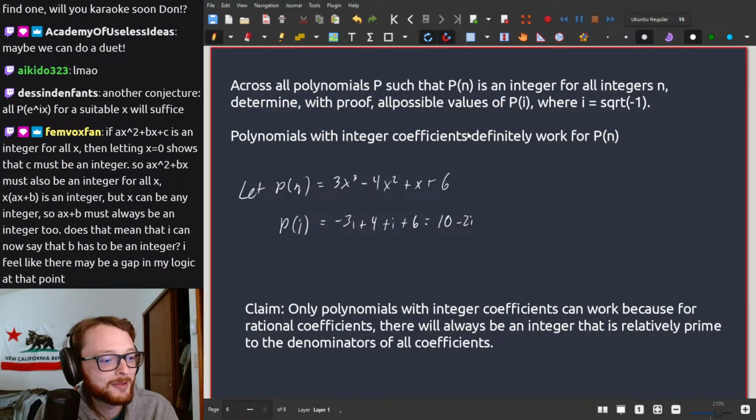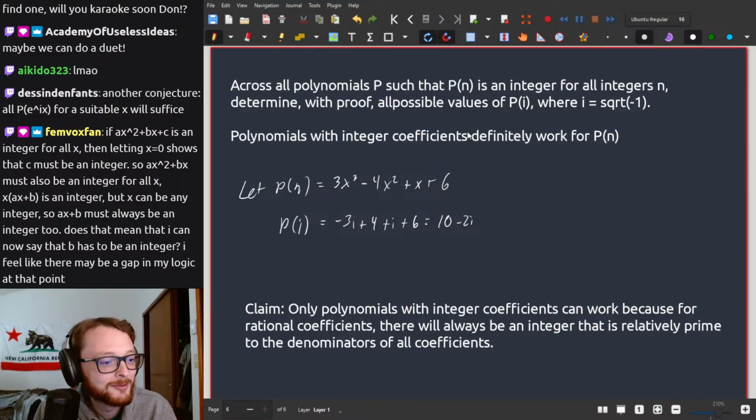Ax squared plus bx plus c is an integer for all x, letting x equals 0 shows that c must be an integer. Oh, that's a fantastic point. Ax squared plus bx must also be an integer for all x. X times ax plus b is an integer. Whoa. Okay. That's really clutch if that works out.